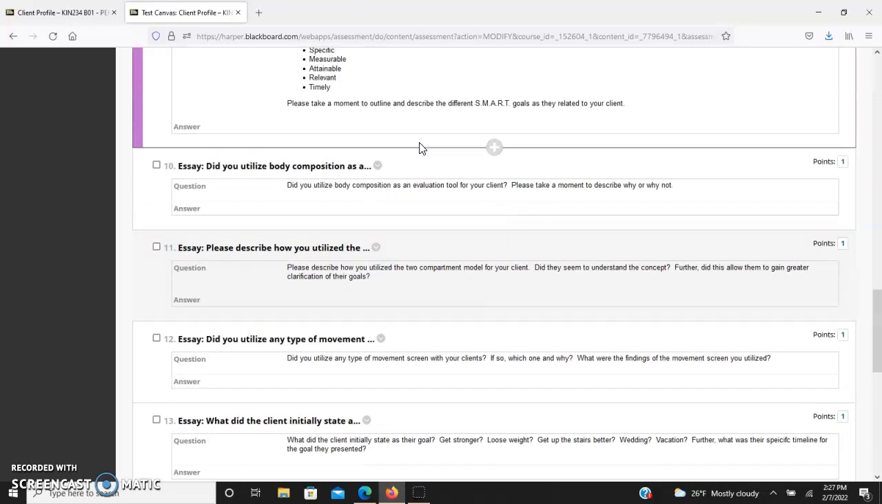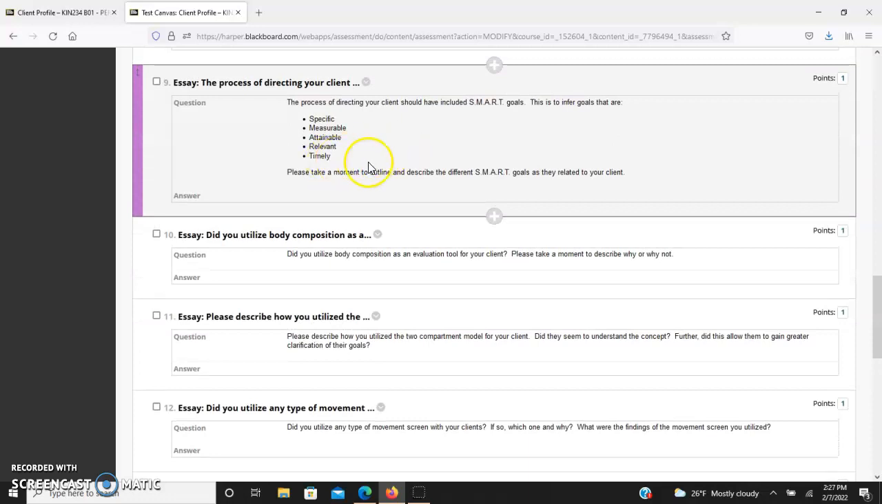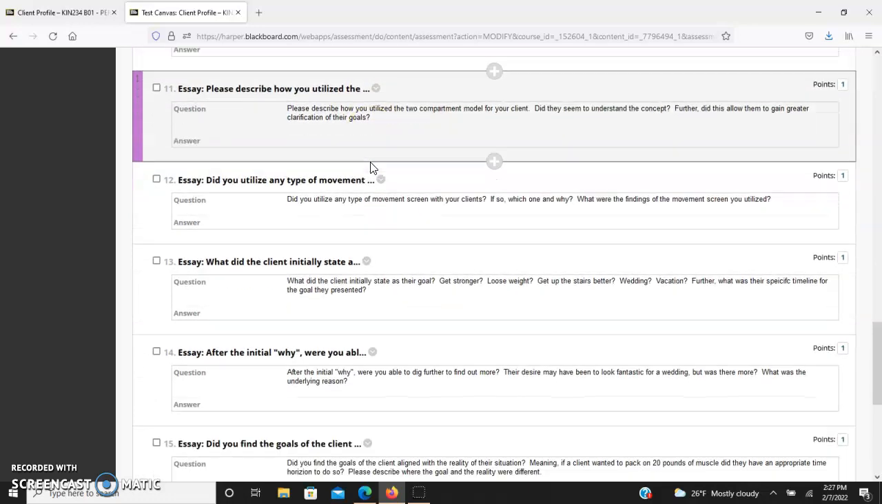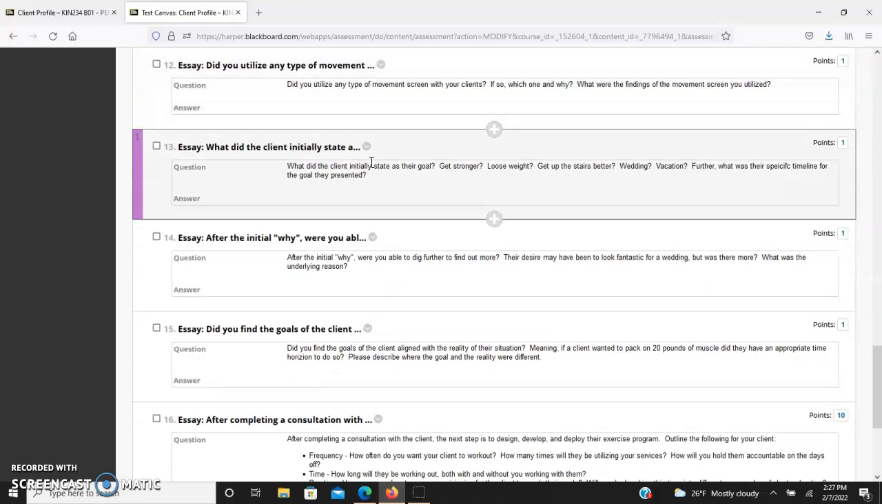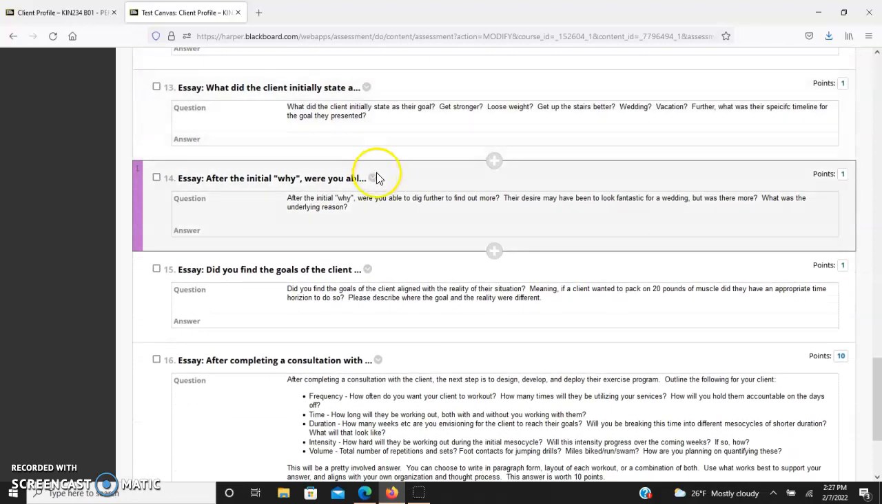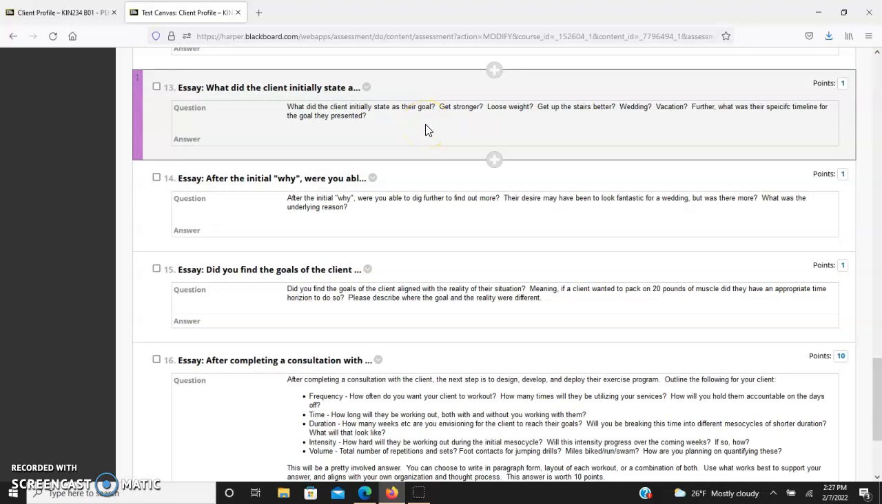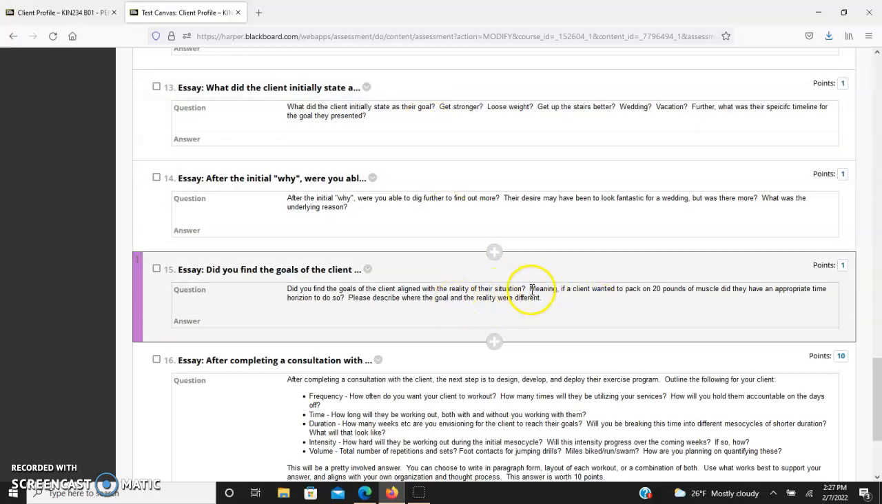Because that now ties back into your SMART goals here in terms of timely, in terms of how much time you have to achieve that goal. And where that goes a step further is now it presents, do they have a realistic situation, right? Did you find that the goals are realistic in what they're trying to accomplish with the timeline?